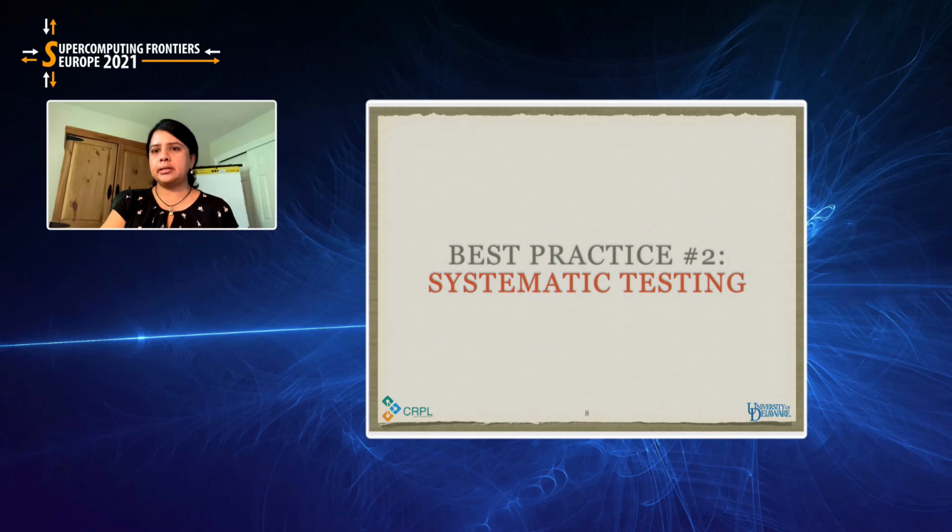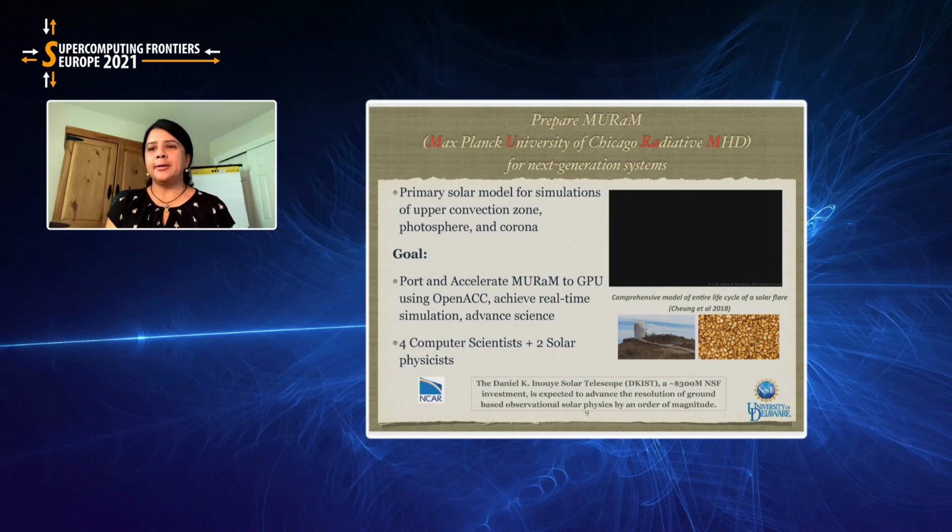The other story is the best practice we learned for systematic testing. This is an interdisciplinary project with NCAR, which is the National Center for Atmospheric Research in Colorado here in the US, and Max Planck Solar Society in Germany, and University of Delaware. So it's a three-way collaborative problem. And here, the little box, I should have thought about this. It's basically an animation of a solar flare.